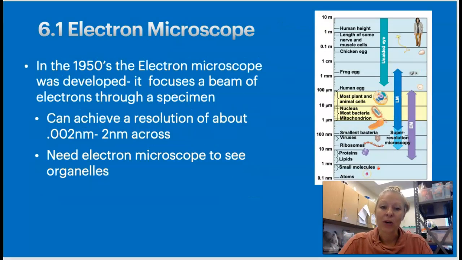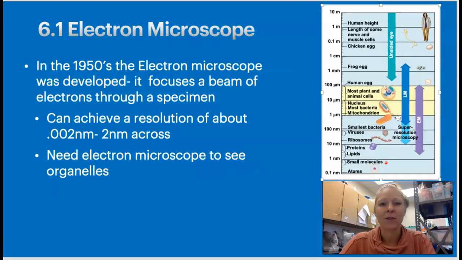The next microscope that we're going to talk about is electron microscopes. And there's 2 different types of these microscopes. These microscopes are going to help us to see the very small things, the things that are smaller than the length of light waves. These were developed in the 1950s, and what it does is it uses a beam of electrons aimed at the specimen, and it can show us our organelles. It's going to bring us into the range of 0.002 nanometers to about 2 nanometers across. And so this is much smaller than our compound light microscope.